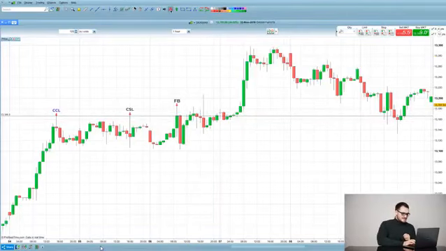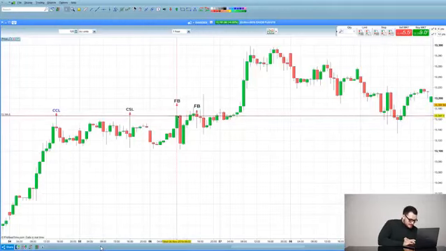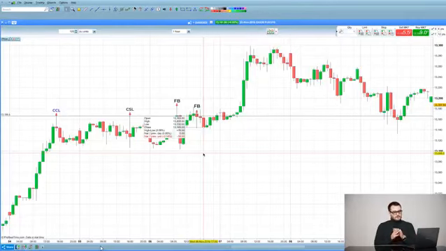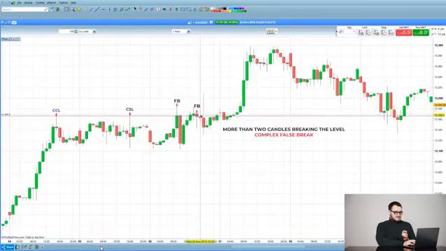It is a complex one, and as you can see here, this one is not a simple one. The bodies of the candles are still above the level, but this is a false break, which is called the false break with 2 candles. Now remember, there is a simple false break, a false break with 2 candles, and a complex false break. And this one here would be considered a complex false break since there are more than 2 candles involved.